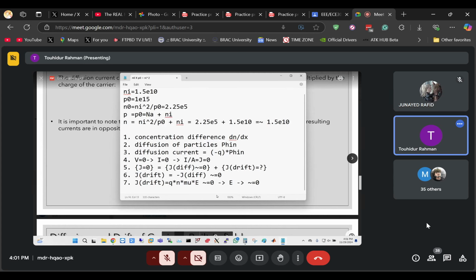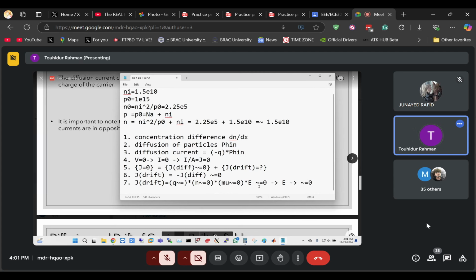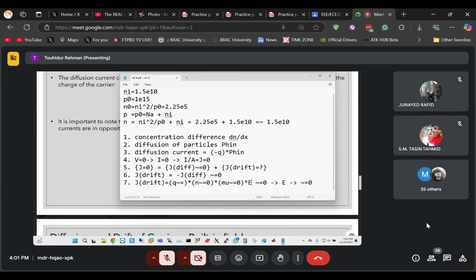Q is not 0. N is not 0. Mu is not 0. So the only possibility that this equation will be 0 is if E equals 0. But this equation is not 0. So that means E cannot be 0. Make sense? Yes, sir. Good.